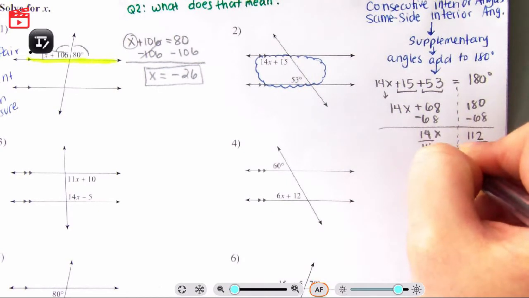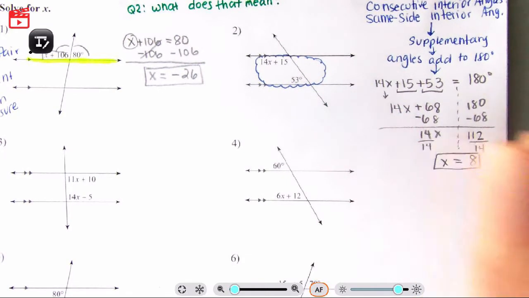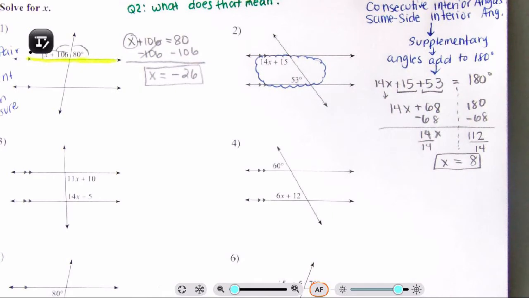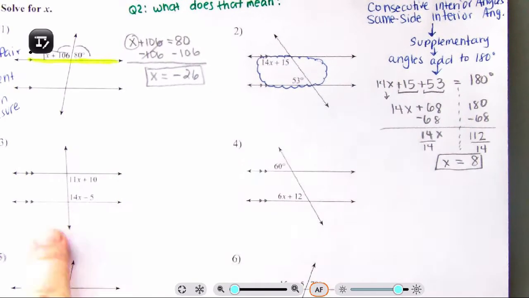X is equal to 8. Again, our objective is to get x by itself. And we have done that, so we are done. Let's skip number 3 because number 3 is the same angle relation. So I'm going to say number 4.